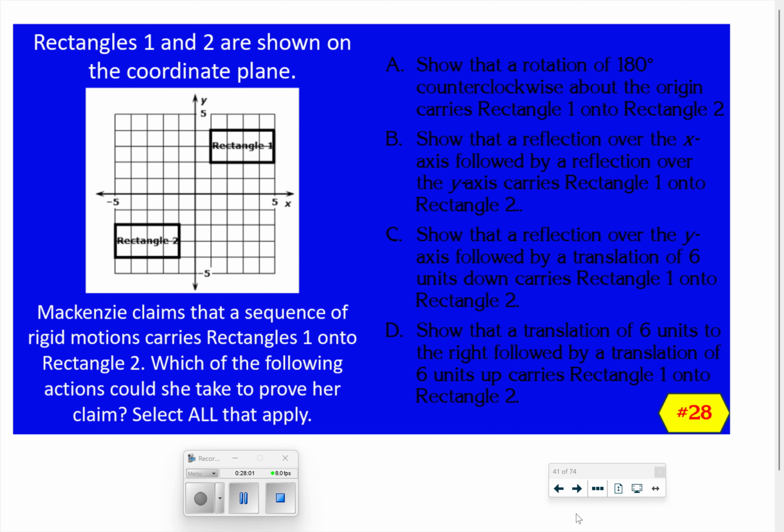All right, rectangles 1 and 2 are shown on the coordinate plane. McKenzie claims that a sequence of rigid motions carries rectangle 1 onto rectangle 2. Which of the following actions could she take to prove her claim? Select all that apply. So take a moment to read these and see which one. Make sure you're reading from which rectangle to which rectangle.